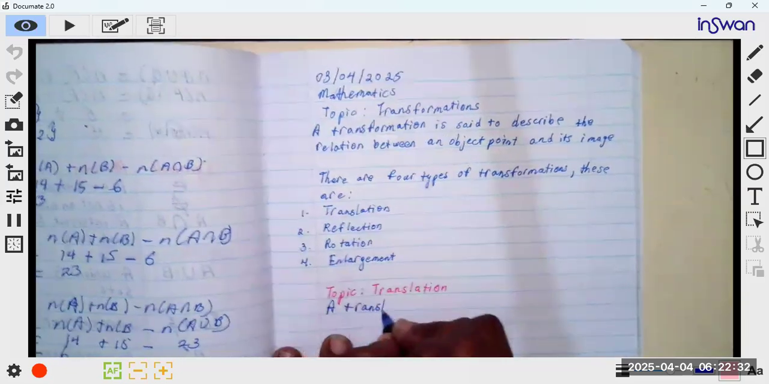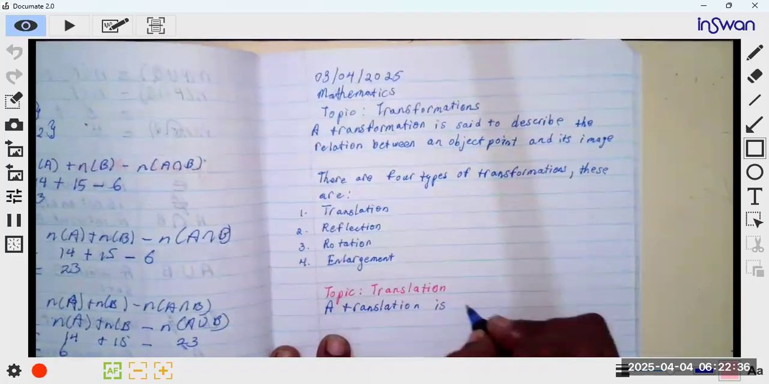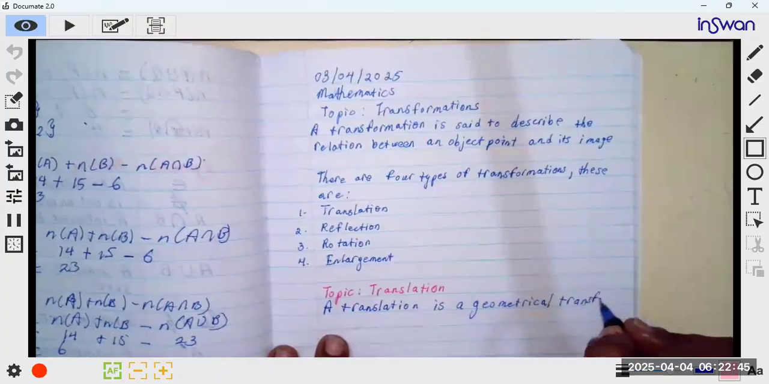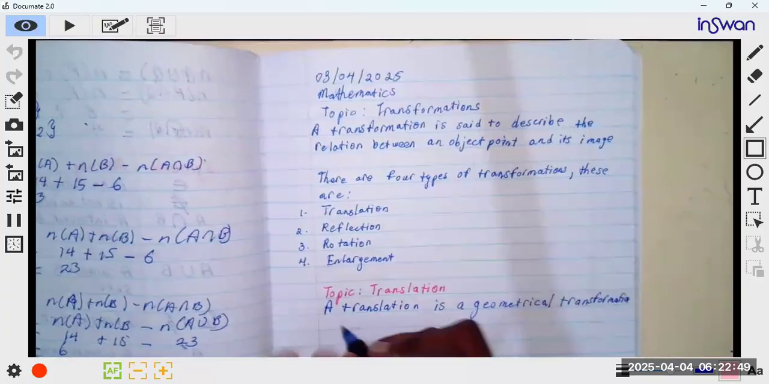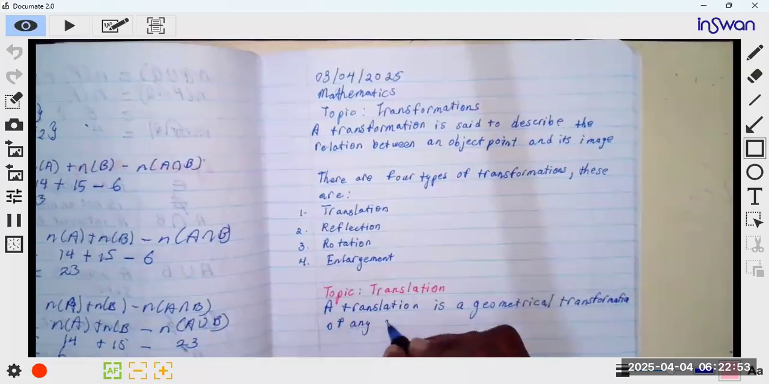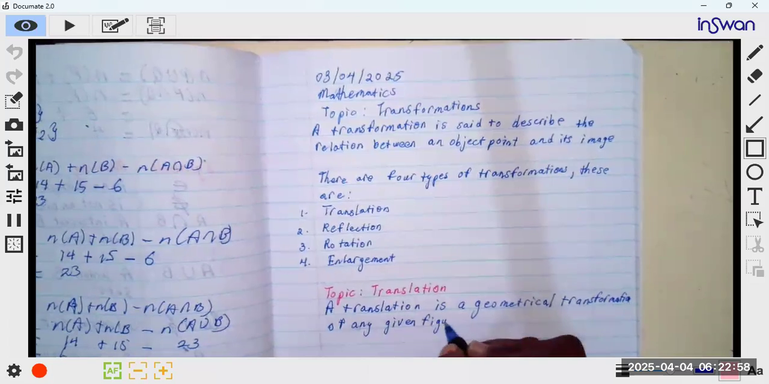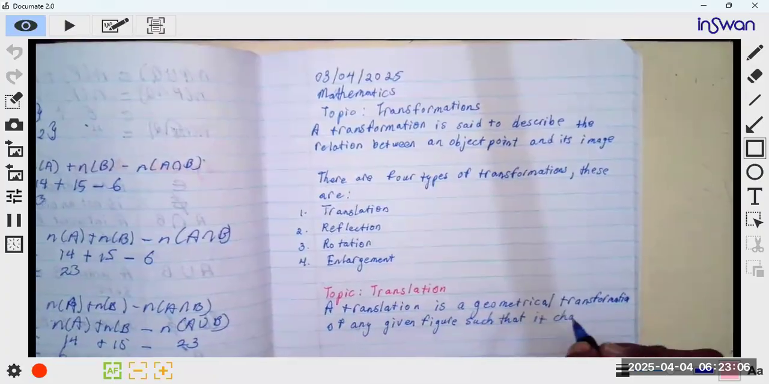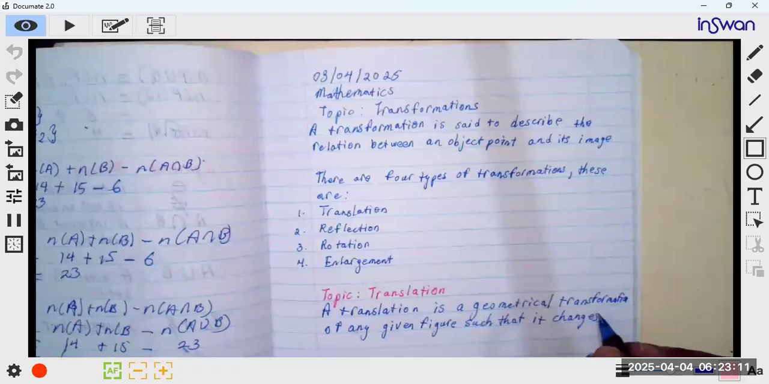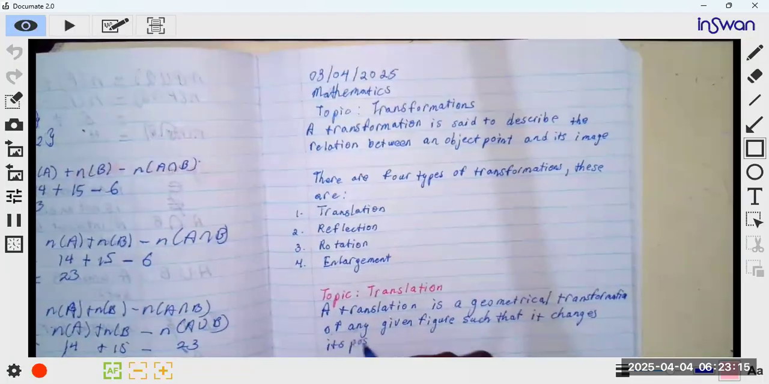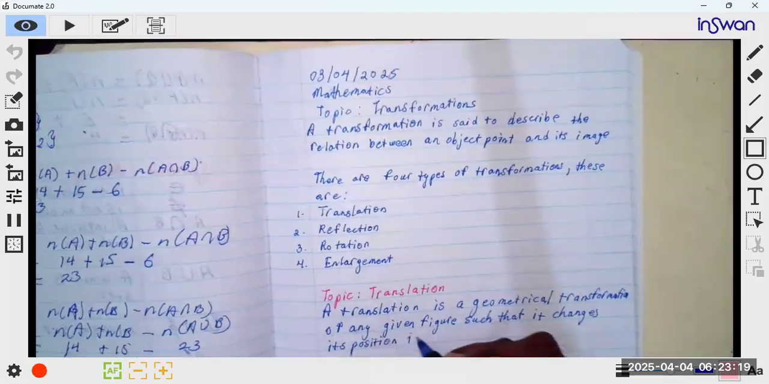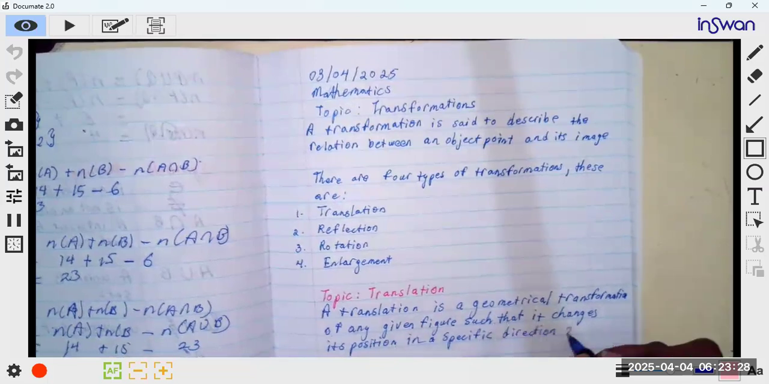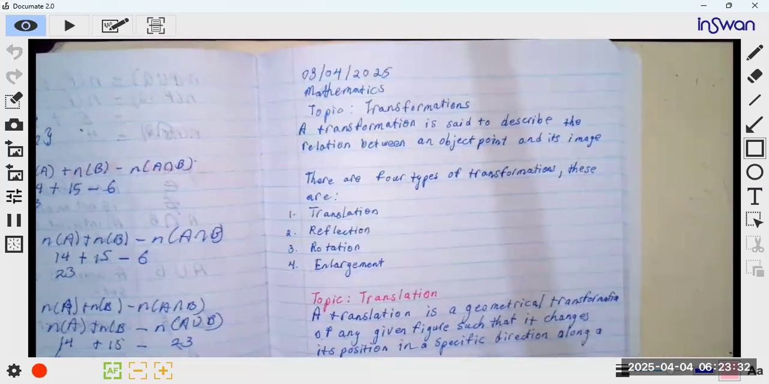So a translation is a geometrical transformation of any given figure, such that it changes its position in a specific direction along a straight line.